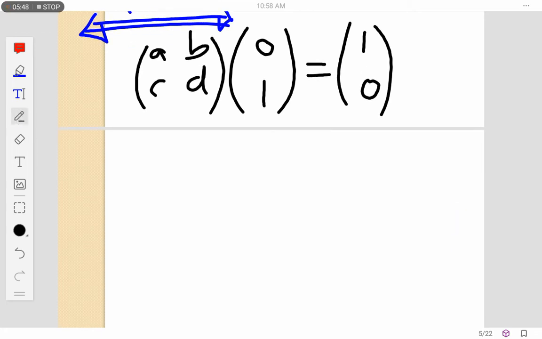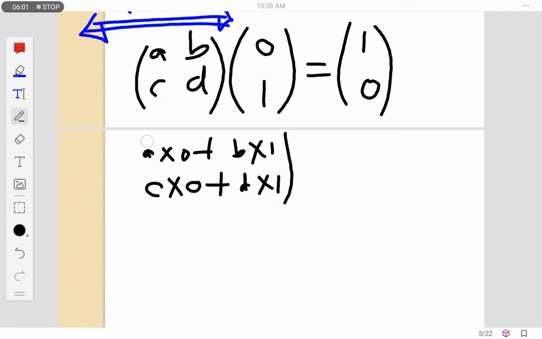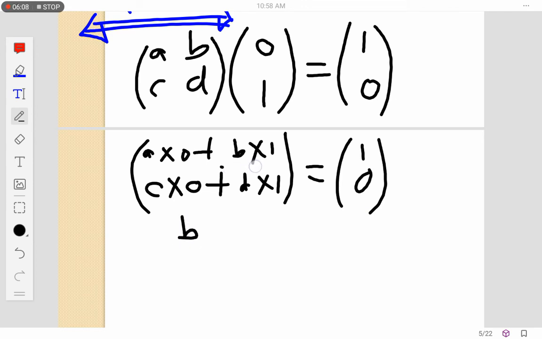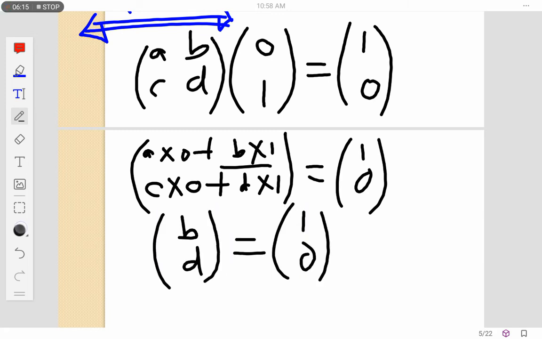We'll get a times 0 plus b times 1, and on the bottom I have c times 0 plus d times 1, being equal to 1, 0. So I'll have my b at the end there, and I have my d there. These are equal to 1, 0, meaning to say our b is 1 and our d is 0.